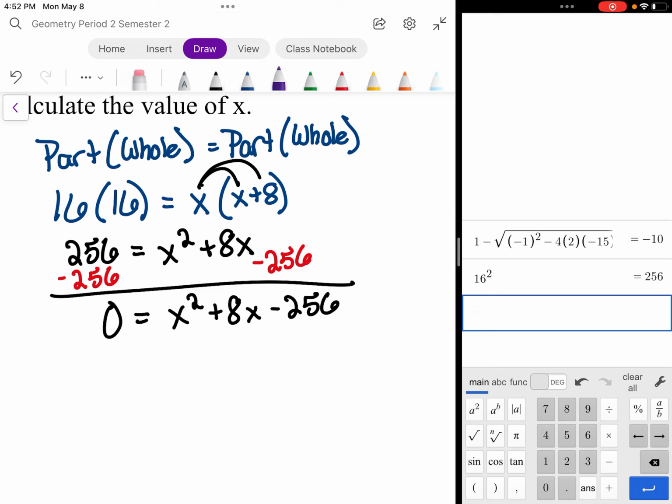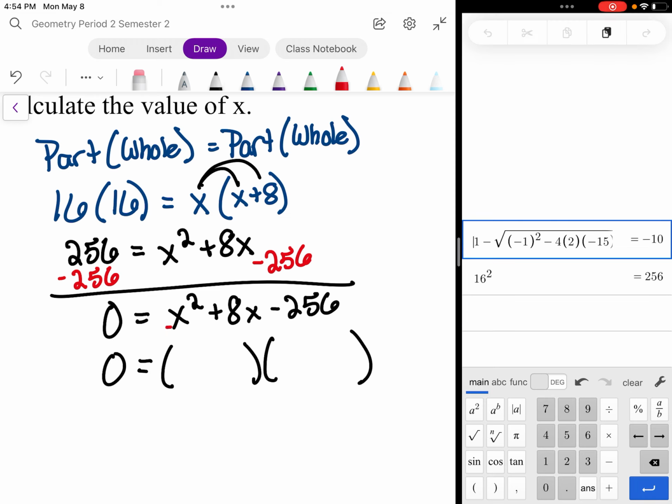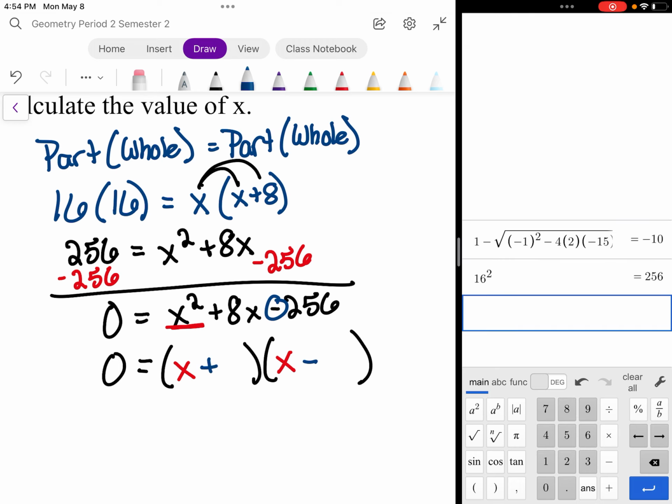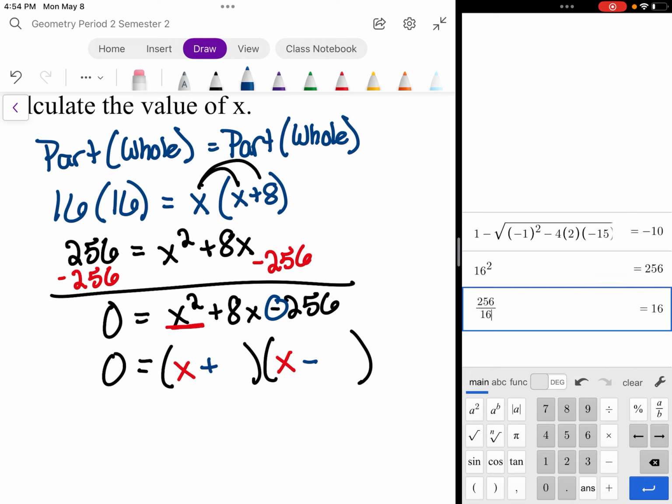All right, so for this one, I'm going to factor. So I know it's going to factor into two sets of parentheses. Because the first term is just an x squared, that means they're both going to be x's. And because it multiplies to be a negative value, one of these numbers is positive and the other one is negative. So we just need to figure out two numbers that multiply to be 256 and add or subtract to be 8. Let's try. Let's see, we know 8 goes into it. 32 and 8, nope.